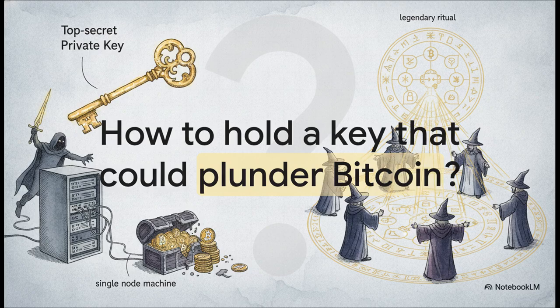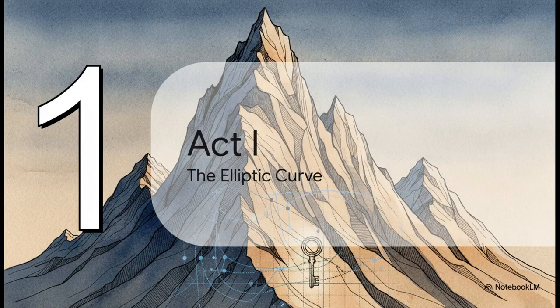I mean, think about it. If an attacker manages to compromise just that one machine, they can steal the key and completely plunder all the Bitcoin and Ethereum held by the network. It's kind of like leaving the keys to the entire kingdom under a single, obvious doormat. So to solve this, the architects of ICP had to get creative, and they developed an ingenious process known as Threshold ECDSA.